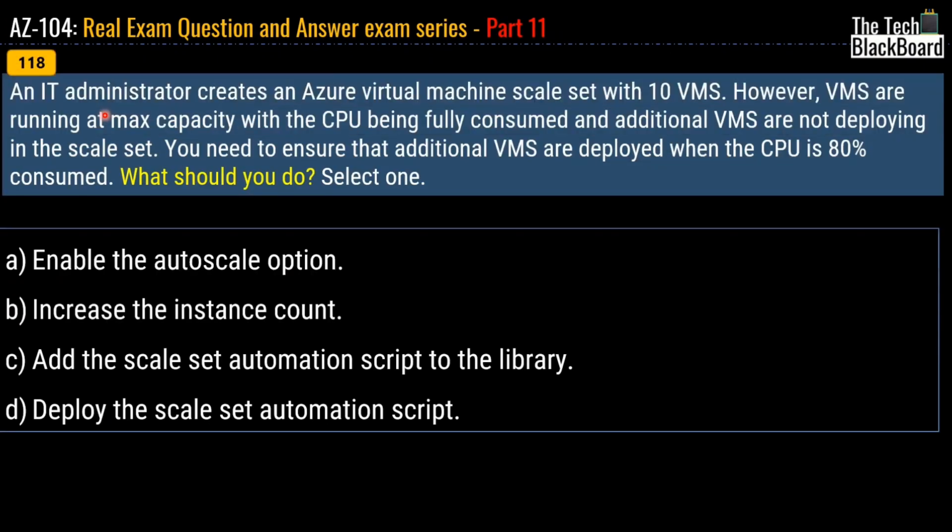Now let's read our question number 118. It says that an IT administrator creates an Azure virtual machine scale set with 10 VMs. However, VMs are running at max capacity with CPU being fully consumed and additional VMs are not deploying in the scale set. Now you need to ensure that additional VMs are deployed when the CPU is 80% consumed. What should you do? Select one option.